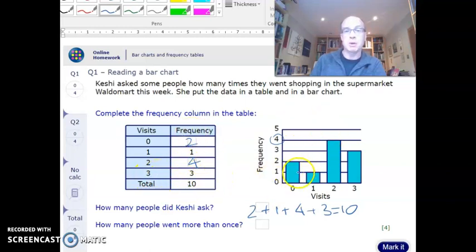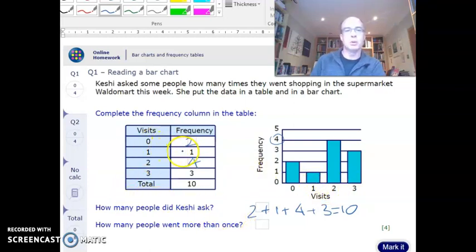I get to the same thing looking at my bars. Over here I've got 2 plus 1 plus 4 plus 3, that's my 3 over here. And if I add those all up, I get to 10 people, the number of people that I've asked in my survey. How many people went more than once?